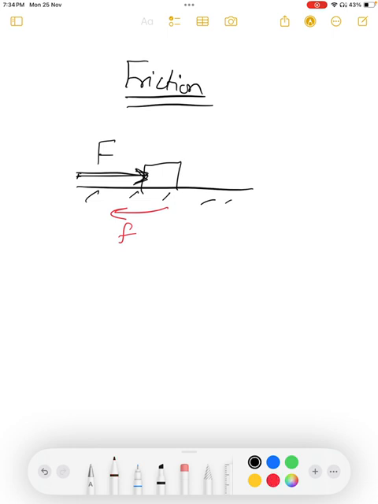Now, frictional force can be divided into two types. There's also a third type called rolling friction. But today we'll see only static and kinetic friction. So we have static friction and kinetic friction.